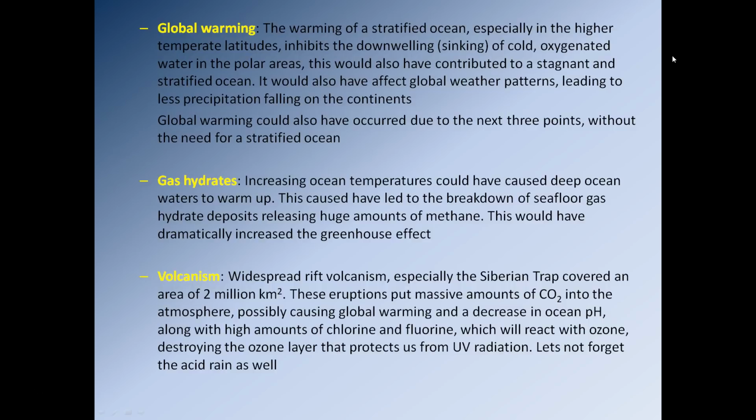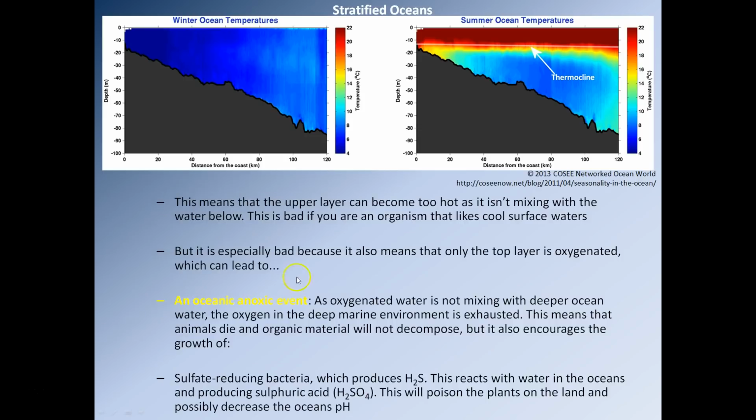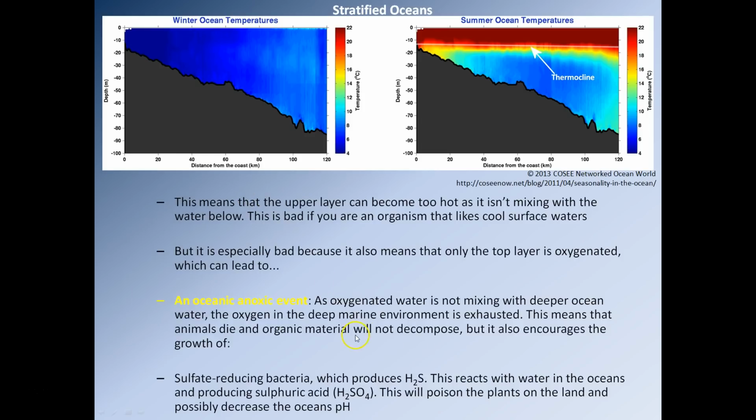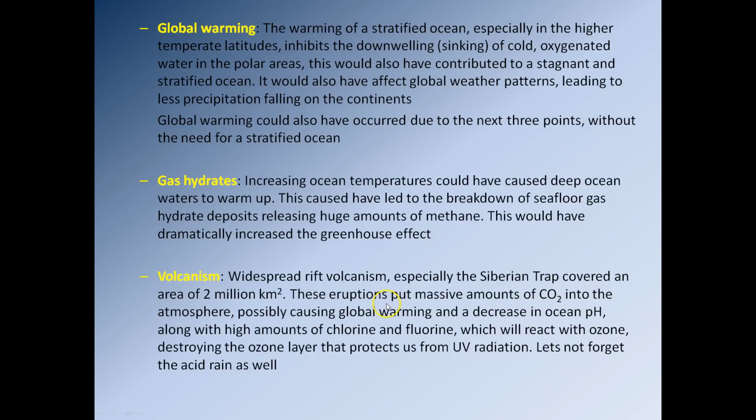So, in terms of global warming, it could have actually occurred due to the next 3 points. So the next 3 points could possibly have led back to global warming. And global warming could then lead us on to a stratified ocean. A stratified ocean then leads us on to an oceanic anoxic event. So you're beginning to see how essentially one cause could possibly snowball and lead to other things happening that eventually leads to an absolutely catastrophic extinction event.